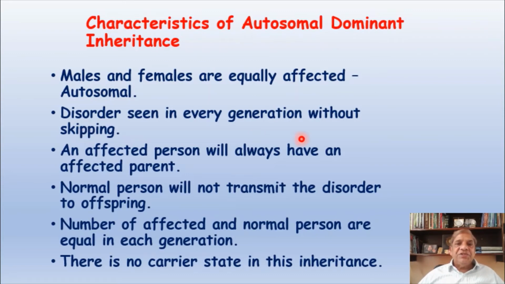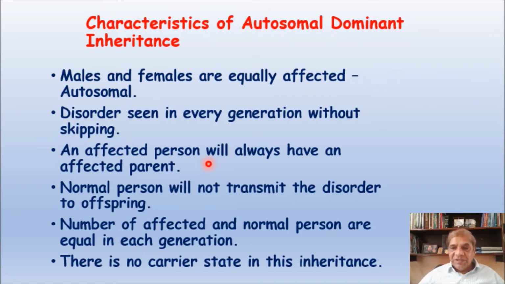The disorder is seen in every generation without skipping, because it is dominant, and if it is dominant, some of the children in every generation of the pedigree chart will be suffering. There will be no skipping. An affected person will always have an affected parent. That means a person will not suddenly be affected whose parents are normal. He will always have an affected parent, either mother or father, and then only the disease will go to the children.